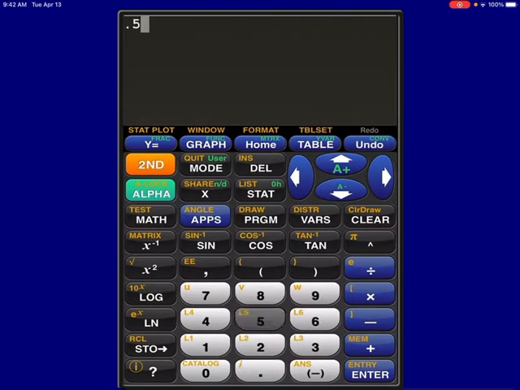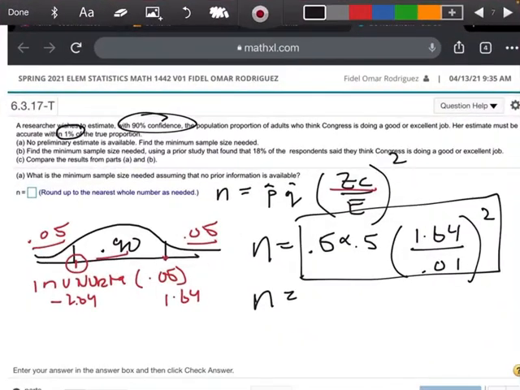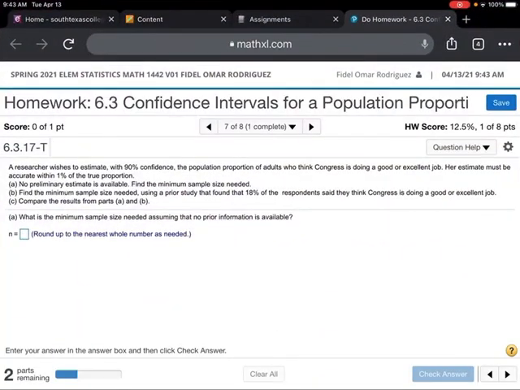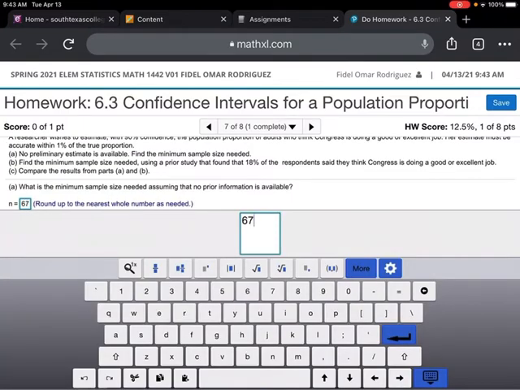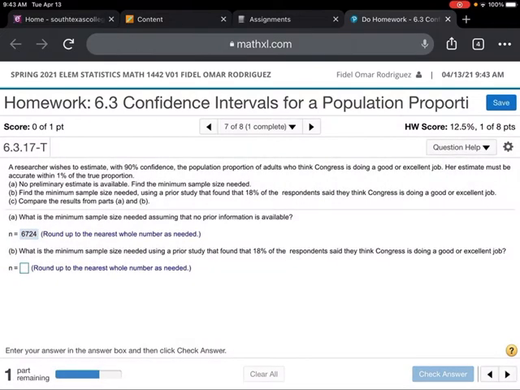So let me clear this. I'm going to have 0.5 times another 0.5 times 1.64 divided by 0.01. Close that off. We're going to square that, and I'm coming up with 6724. So now let me come back to the problem and enter that in. 6724. And perfect. Okay, so we got the first part right.